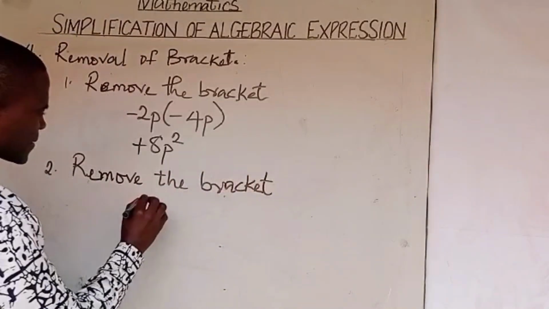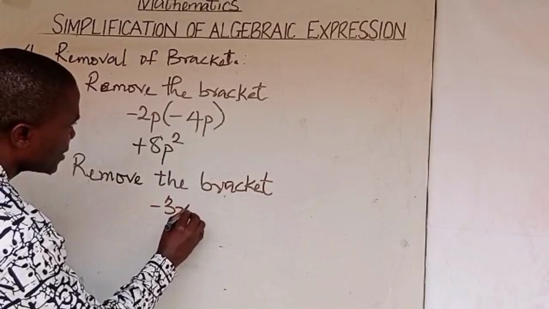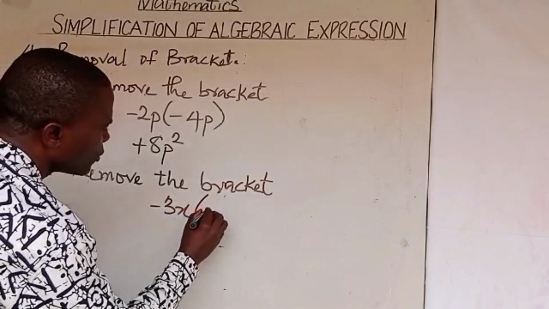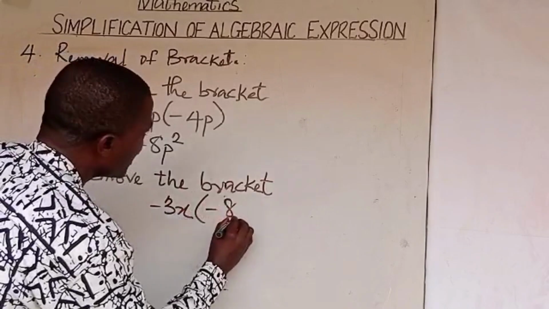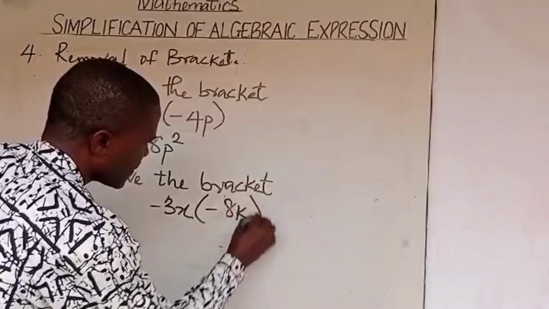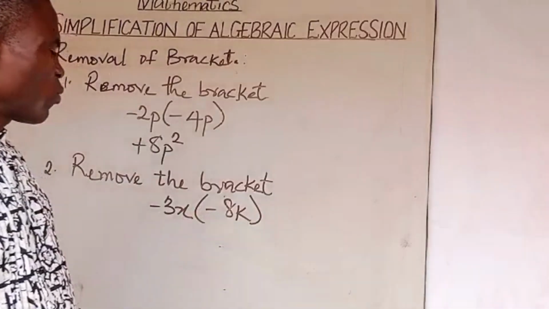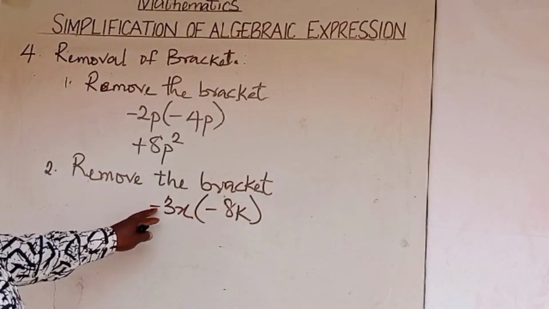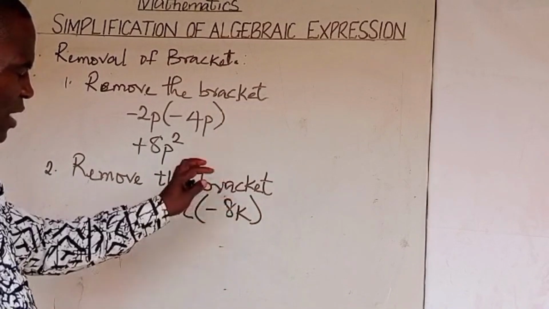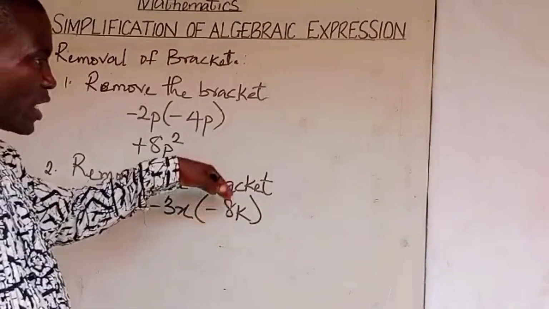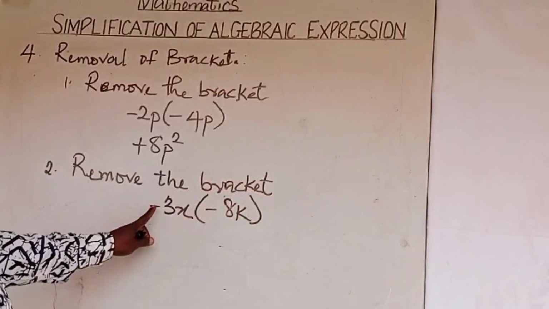Remove the bracket: minus 3x into minus 8k. Minus 3x into minus 8k. So once again, you are going to use this key to open this room. It is after you have opened the room that you can have access to whatever is inside the room. So we want to begin now.